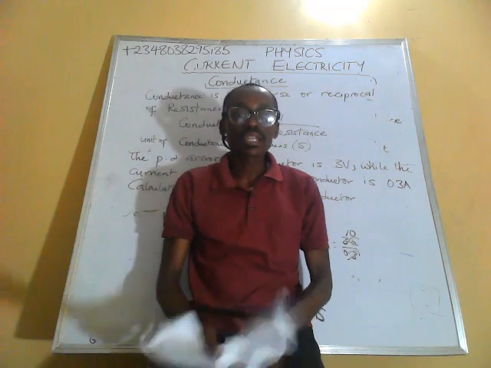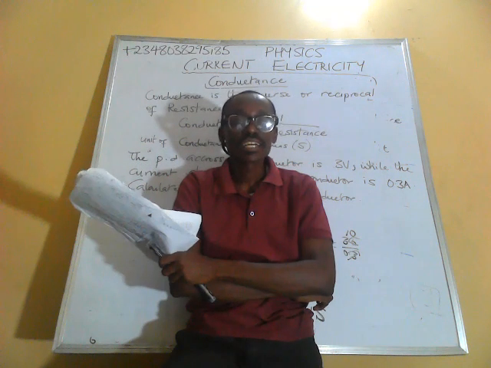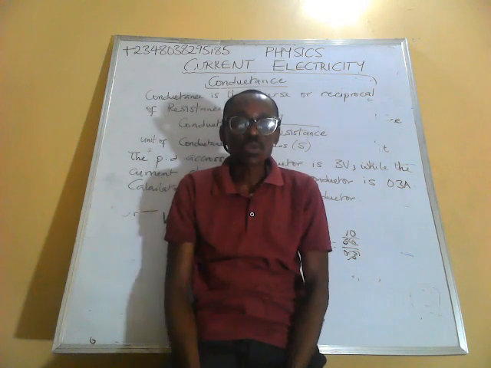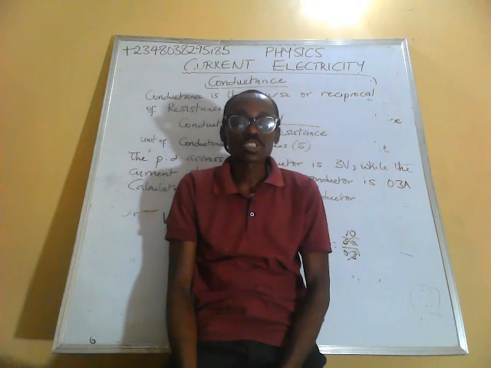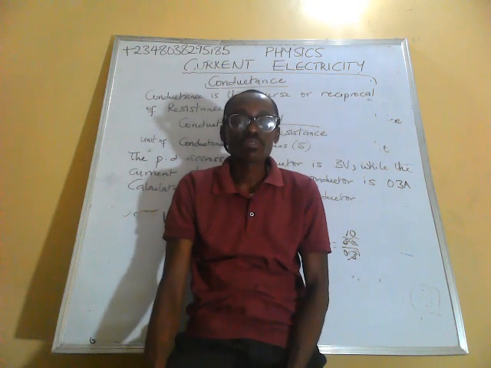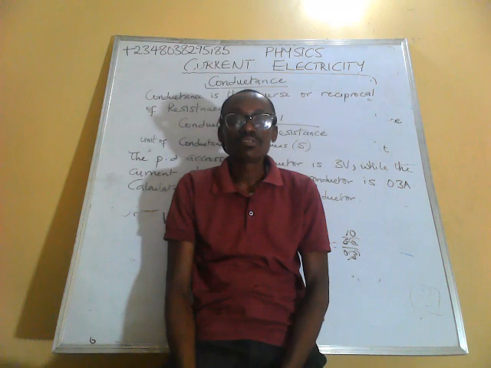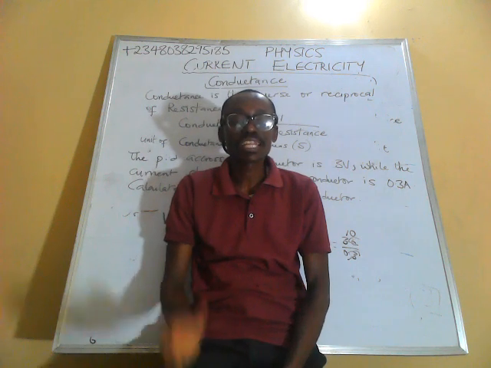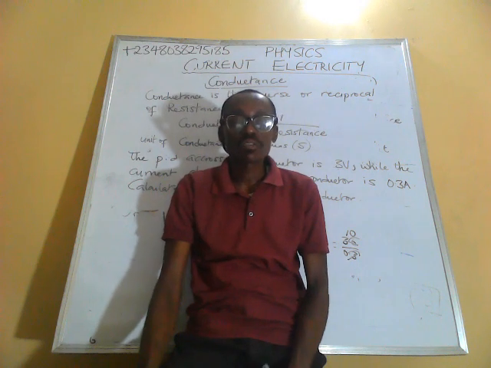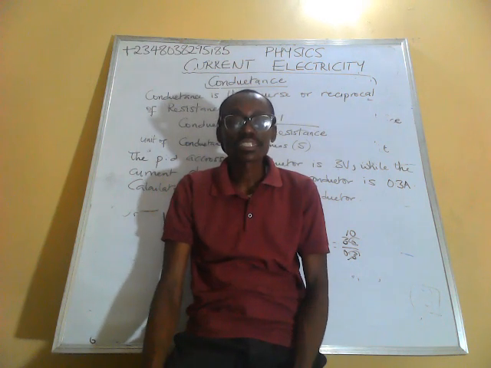So in this lesson, we've looked at the basic quantities associated with electricity. We've looked at electric current. We've looked at electric potential difference. We've looked at electrical resistance. We've even delved into conductance. So in our next lesson, we are going to commence with electric circuits.